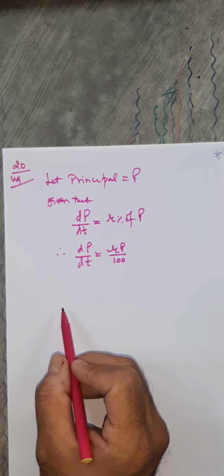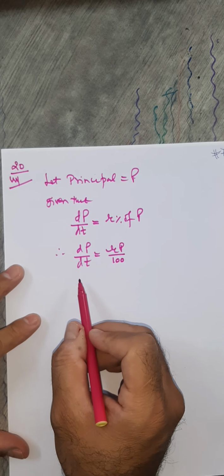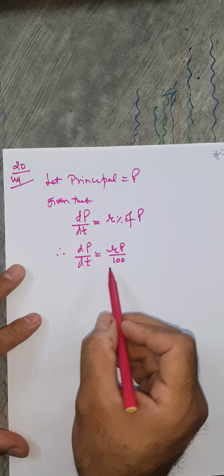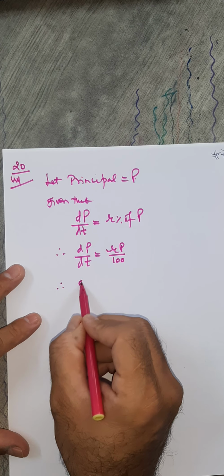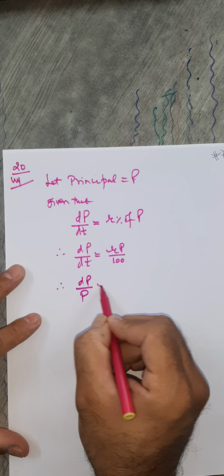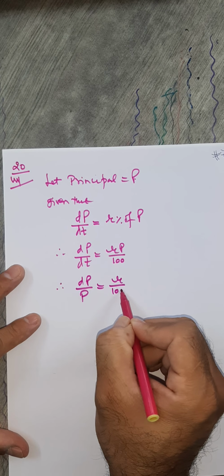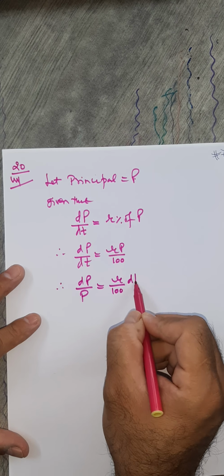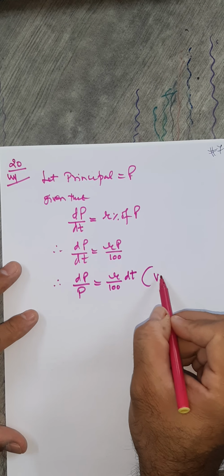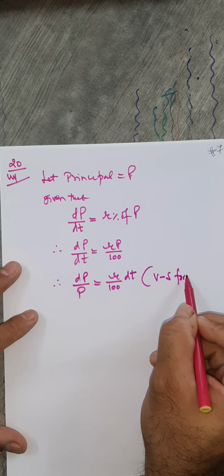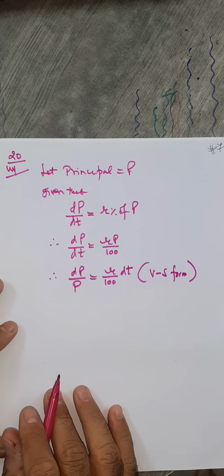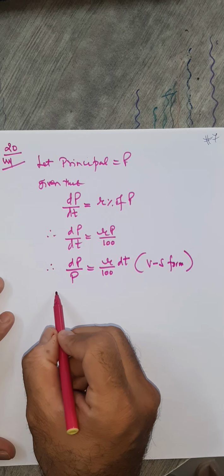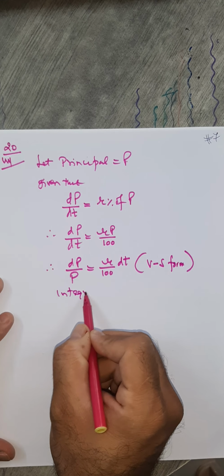What's a differential equation? An equation involving derivatives. Now we just express it in variable separable form. I'll take p down here. So dp by p equals r by 100, this is constant, remember, into dt. This is in which form? VS form, remember, variable separable form. Fine. Now we just integrate it. So integrating.